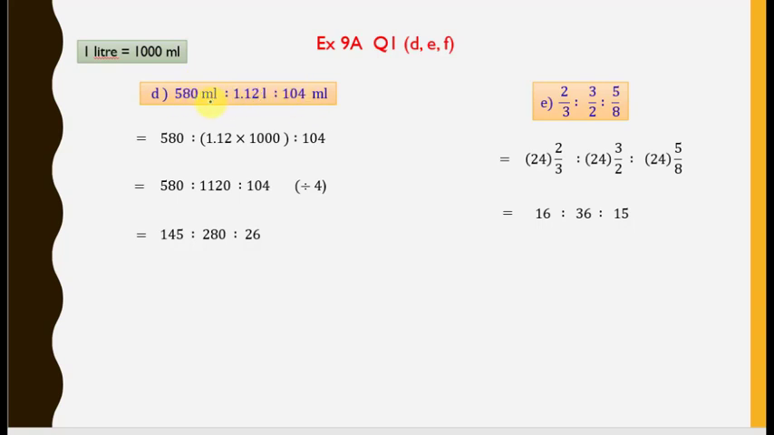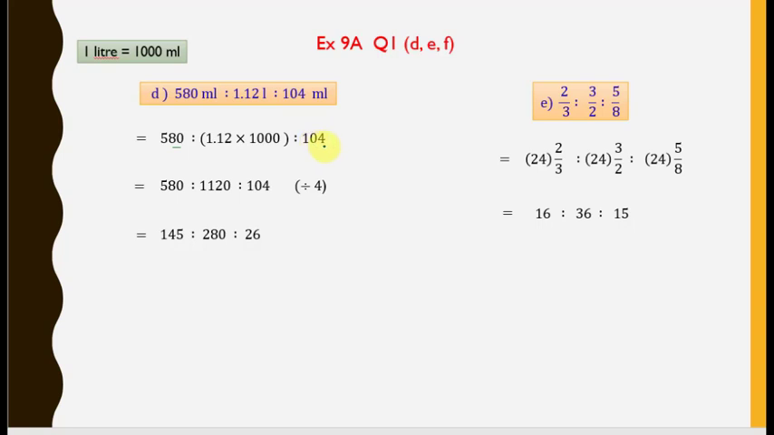So in order to find the ratios, in order to calculate, we have to rewrite them in the same units. Now as you can see, it is milliliter, so I have written down 580 as it is, and 1.12 liters, it is liters, so I will multiply it by 1000, so that I convert it into milliliters. Fine. I will not write the unit over here.